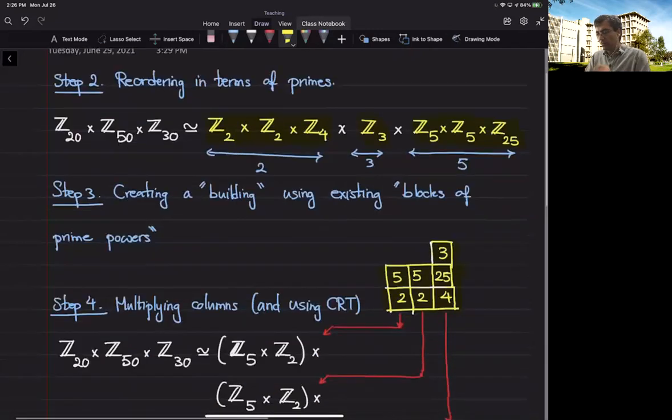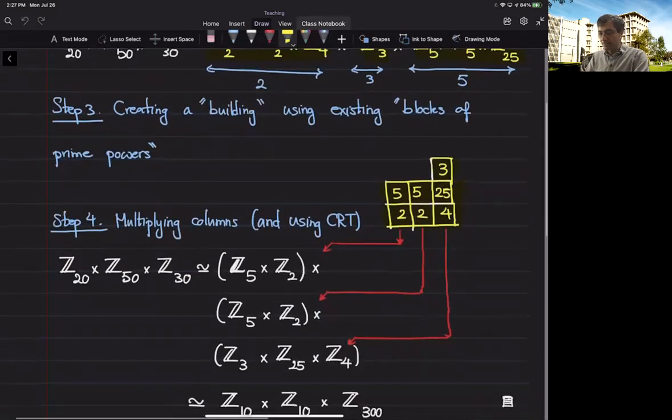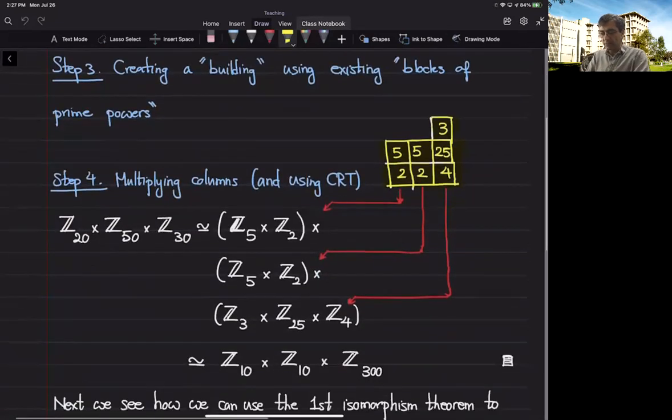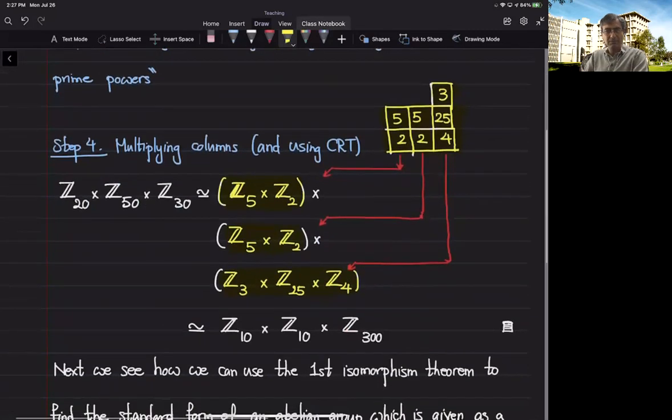And then we go through the columns. The first column is Z5 cross Z2. The next one is the same. The last one is Z sub 3 cross Z sub 25 cross Z sub 4. Again, by the Chinese remainder theorem, the first one is Z sub 10, the next one is Z sub 10, and the last one is Z sub 300. And again, notice that 10 divides 10, and 10 divides 300. So this is the standard form of this abelian group.